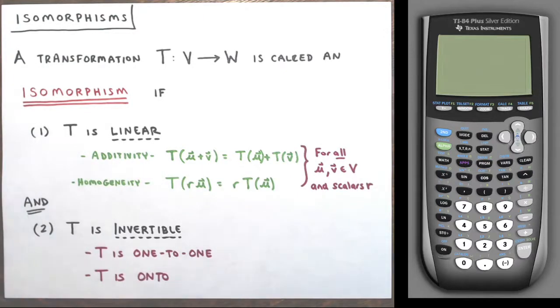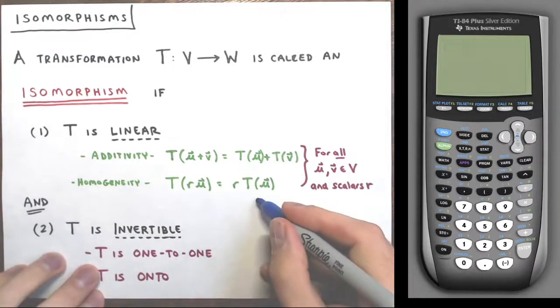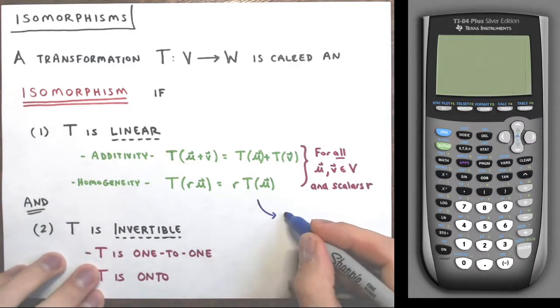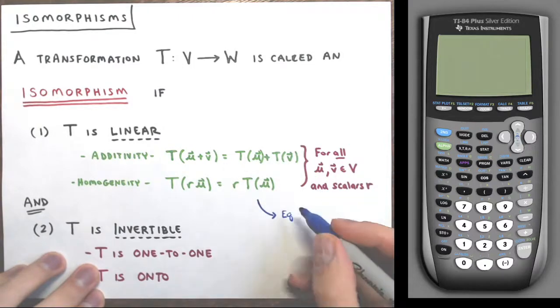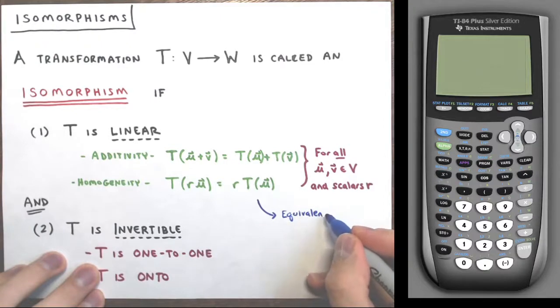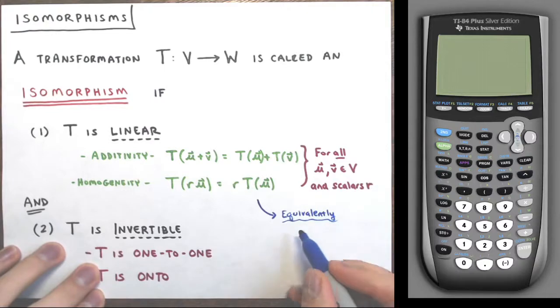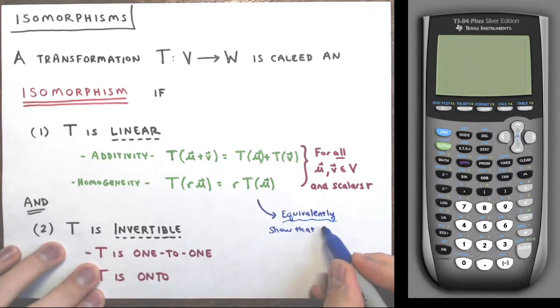I've talked in other videos about linear transformations, so I'm not going to dig too much into that. Equivalently, if you wanted to show both of these at the same time, which I'm not going to do here, but if you'd like to, equivalently you could show that T preserves linear combinations.